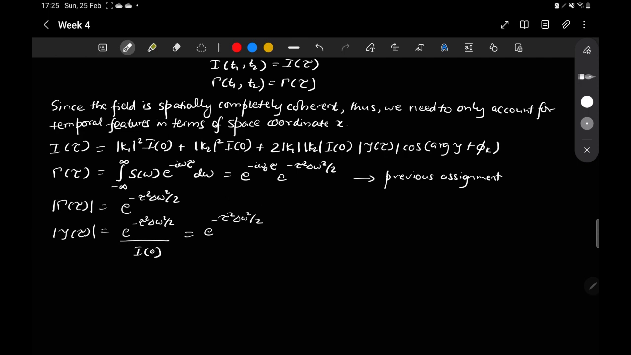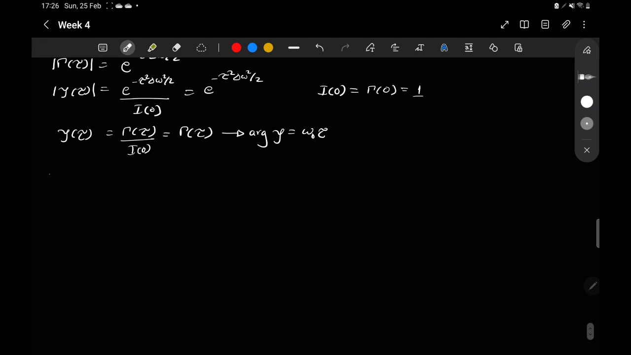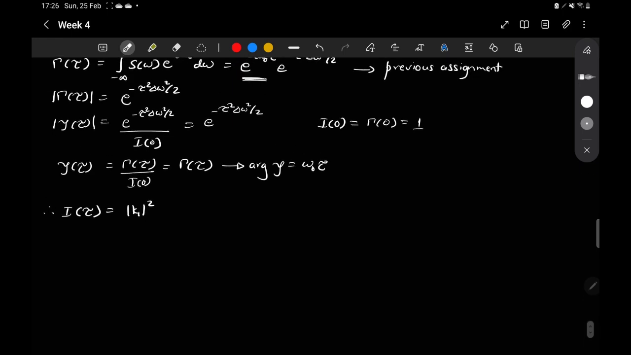That's because I0 is nothing but gamma of tau equals 0, which is 1. So this is my degree of coherence function, which is the same as the cross correlation function. This means that the argument is omega naught tau from here. Thus, my final expression for intensity can be written as follows. I0 is 1, so simply k1 squared mod k2 squared.